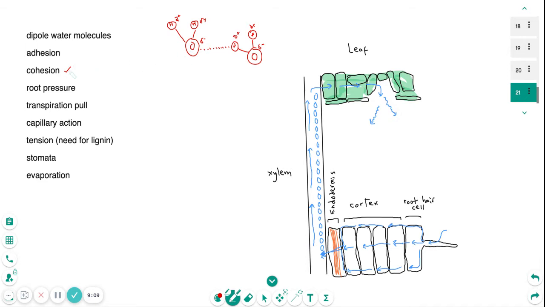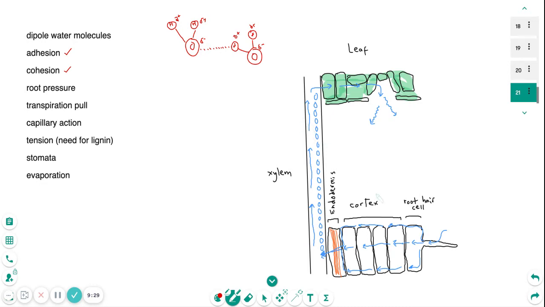And then we've got other properties of water. Because of this dipole nature, it's also forming interactions with the walls of the xylem. So they're sticking to each other, and they're sticking to the sides of the xylem walls as well.